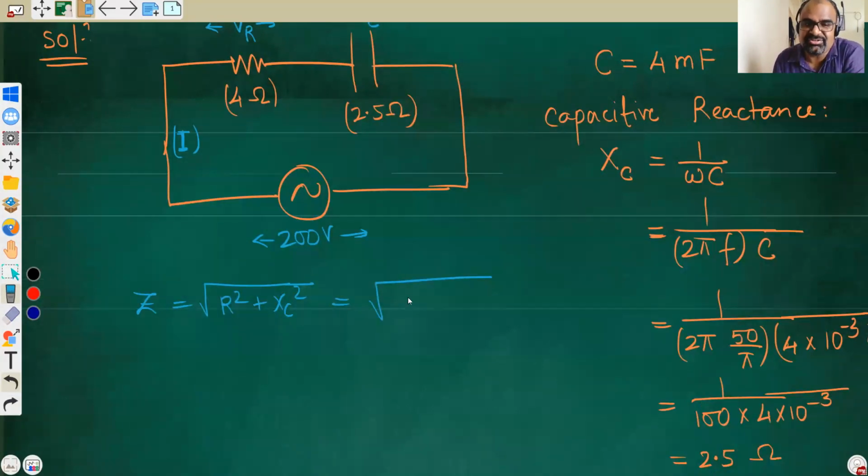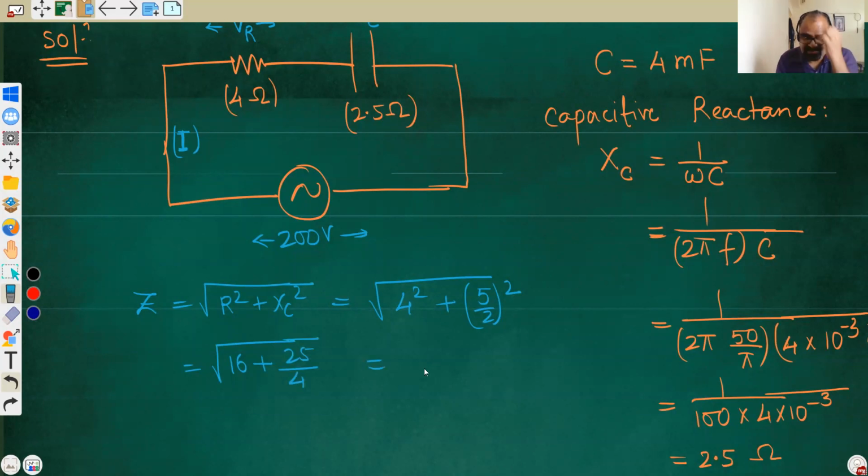So let's find impedance. So 4 square plus 5 by 2 square. I mean, this is 5 by 2 only. So root over 16 plus 25 by 4. So that's 64 over 4. 64 plus 25 is how much? It's 89. So root over 89 by 4. That means root 89 by 2, because this 4 will come outside this root and it will become 2. So this is your impedance and this will be again in ohm.